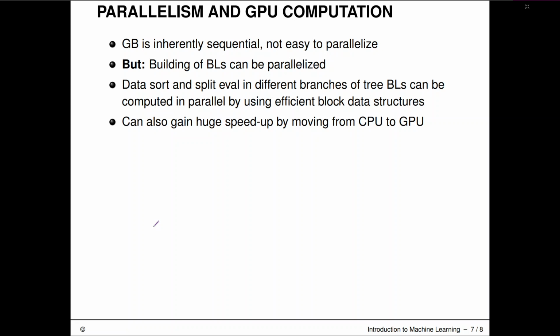But what you can do is you can actually parallelize the building, the construction of the base learners, and we do that by seeing that the data sorting and the split evaluations in different branches of the tree base learners can be computed in parallel. And we often also use, or we do use in the XGBoost implementation, efficient block data structures to make this even more efficient. And XGBoost is also implemented with support for GPU hardware, and that again can give us a huge performance boost in training time.